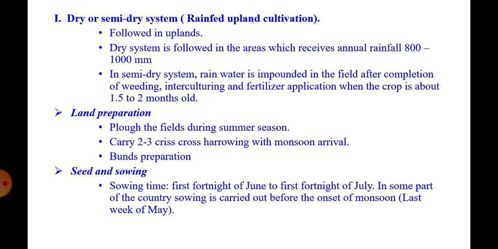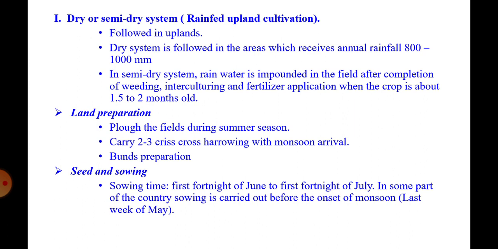Now land preparation for this dry or semi-dry system. Plow the field immediately after harvest of the previous crop, or during the summer season we have to plow the field. Then carry out 2 to 3 crisscross harrowings with monsoon arrival, and broadcast or apply FYM before the last harrowing, so that the FYM will get thoroughly mixed in the soil due to the last harrowing. Then bunds should be prepared around the field to check the loss of rainwater through runoff.